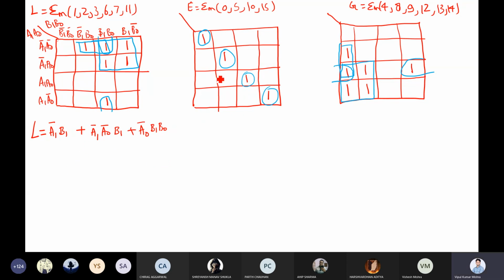Okay. Now what about this? Sir, A1 bar A0 bar B1 bar B0 bar, plus A1 bar A0 B1 bar B0, plus A1 A0 B1 B0. Sir, plus, sorry.